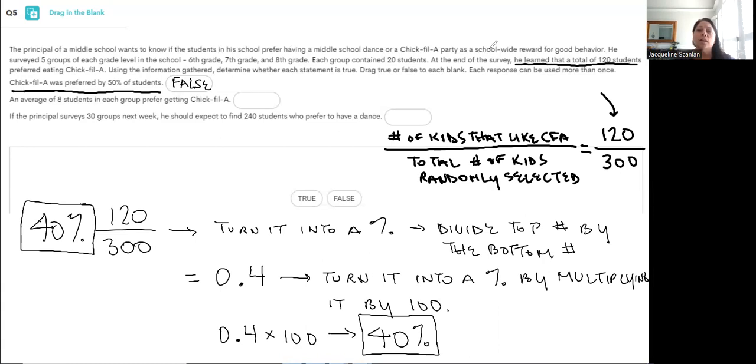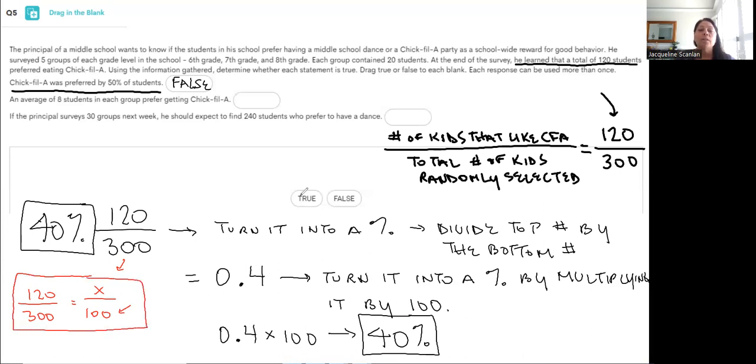Ladies and gents, just as a side note, you can instead, if you don't want to do this two-step process to turn this fraction into a percent, you could have also done 120 over 300 equals X over 100. This is another way to get to the percent. Percents are always out of 100. That's why my denominator is 100. This is called a proportion. We learned how to do this earlier this year, right?